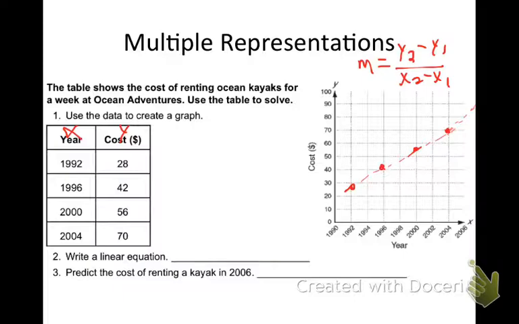So I need to find 2 coordinates here to find the slope. Which 2 coordinates would you like to use, Andy? 2004, 70. And what other coordinate?